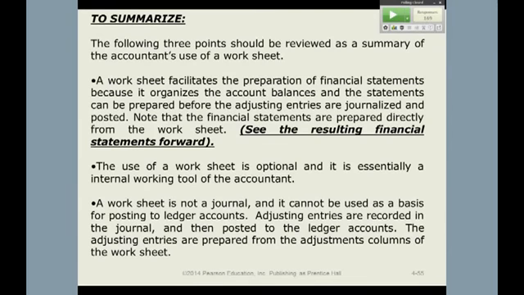Any questions on using that worksheet? Again, it's a device that you could easily prepare on Excel, and then once you have the numbers, you would be back to a very simple preparation of the financial statements. Yeah, I'll get the questions.